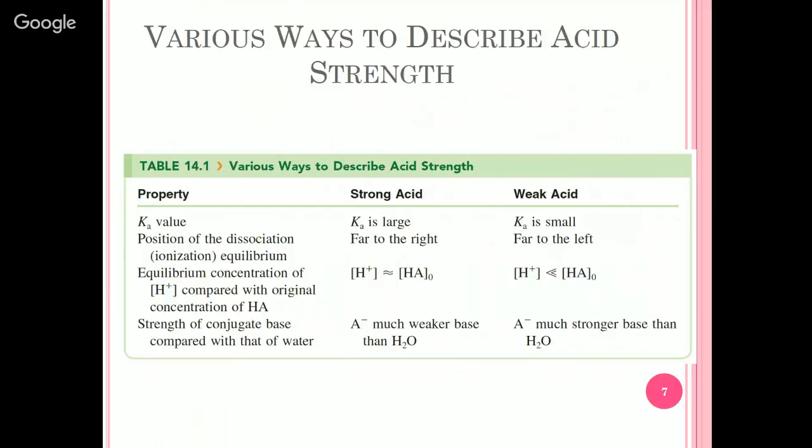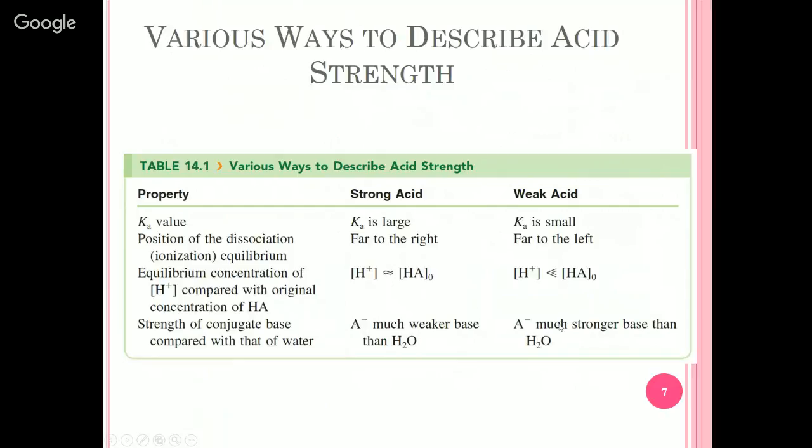When we look at the equilibrium concentration of your protons versus your initial acid, these are effectively equal for a strong acid. For a weak acid, your amount of protons that have dissociated is much, much smaller than your initial concentration of that acid. And in terms of strength of your conjugate bases, your conjugate base here is a much weaker base than water, which really just means that if anything else would react in solution, it would be water, not the A minus, not your conjugate base.